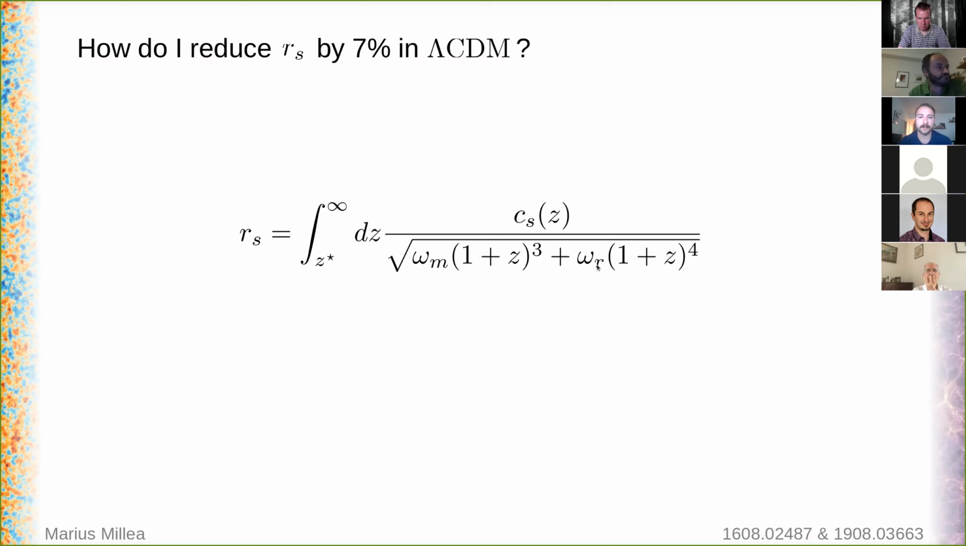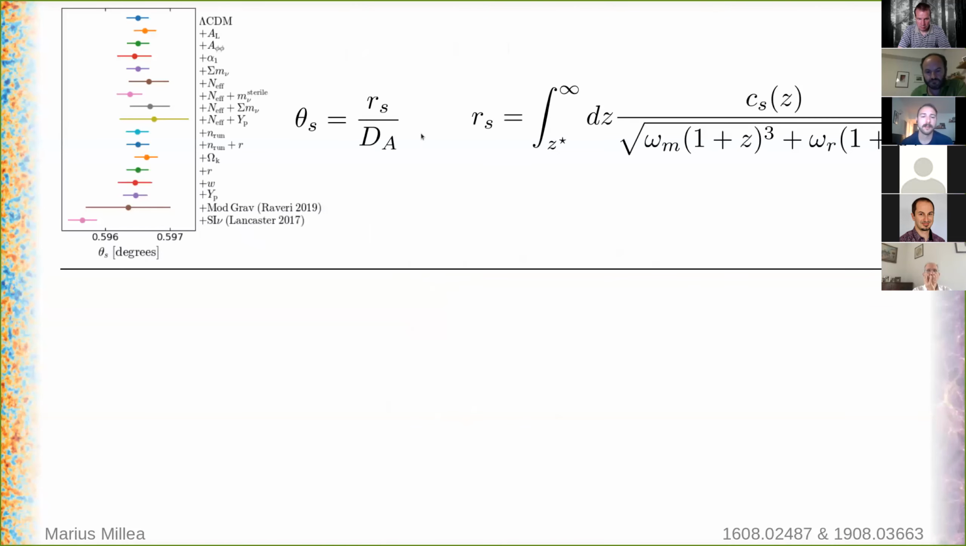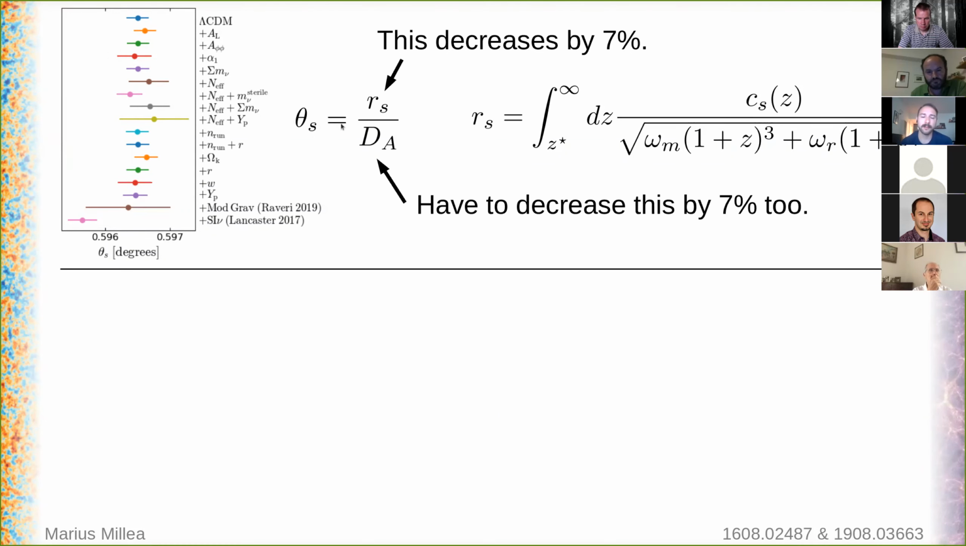So basically the radiation density, that's not a free parameter. The sound speed is hard to change by enough to get the 7% reduction. Really, the only thing I can do is change the matter density. Sorry, by 30%, because it's here in the square root and it's in the integral. And I need to reduce RS by 7%. So if I change the matter density by 30%, I can decrease this RS by this 7% I needed. But I've got to keep this angle constant, which means I have to decrease the distance to the last scattering also by 7%.